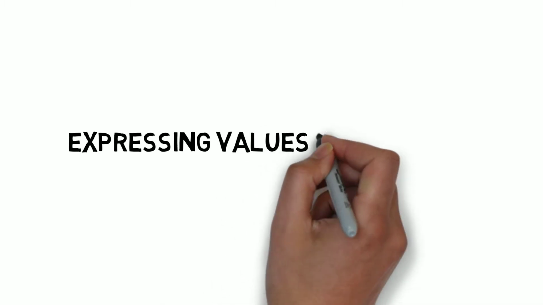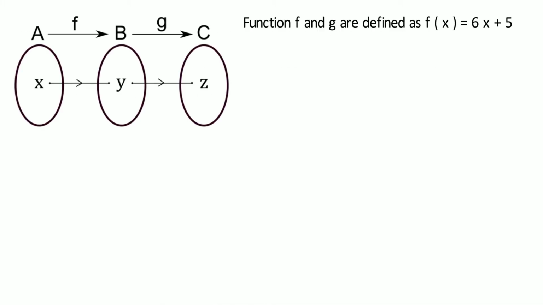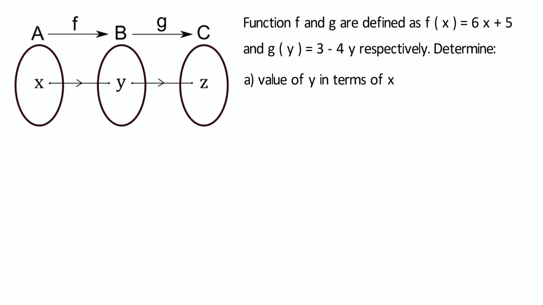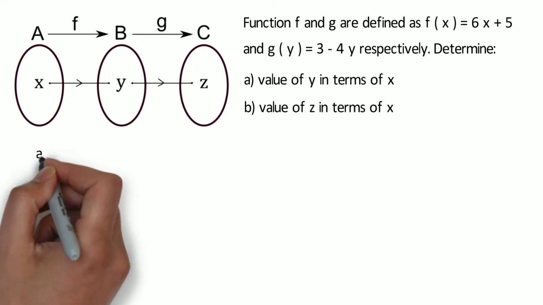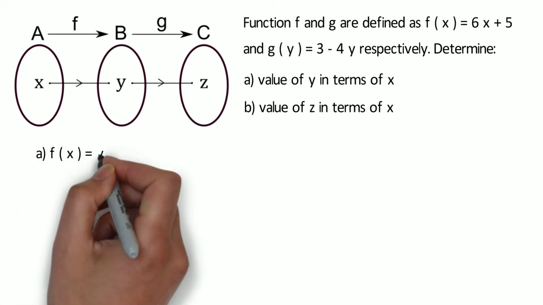In the first question, we will be taking a look at how to express values in terms of x. Now in this question, we have function f and g, which are defined as f(x) is equal to 6x plus 5 and g(y) is equal to 3 minus 4y respectively. So we have to determine the value of y in terms of x and the value of z in terms of x.